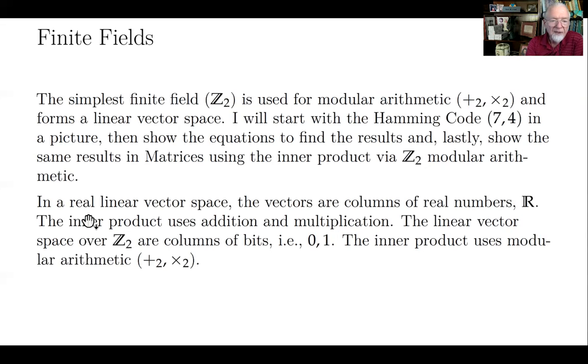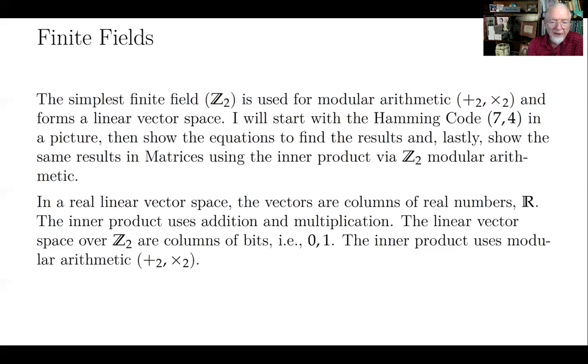And that finite field also can be used as a linear vector space, just as the field R for the real numbers can give you a linear vector space. So we'll start with the Hamming code 7,4, first as a picture, then show the equations, and lastly show some results in matrices for the inner products using the modular arithmetic as opposed to the usual arithmetic.